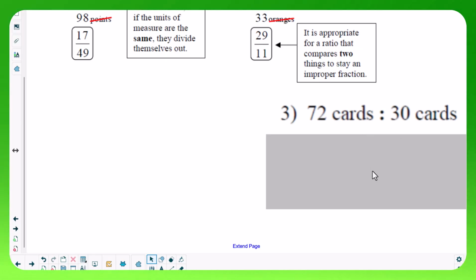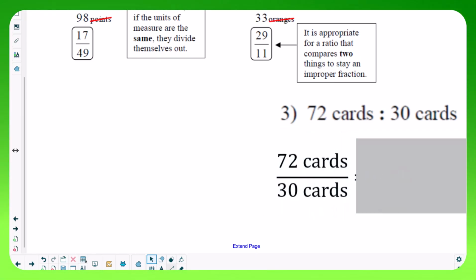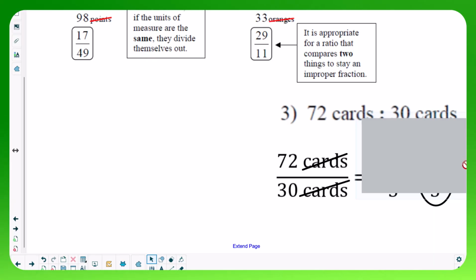So we have 72 cards to 30 cards. Put the 72 cards on top, 30 cards on the bottom, and we can cross off those common labels since we have the same label. Now, when I put 72 over 30 in my calculator, it actually gives me a mixed number automatically.